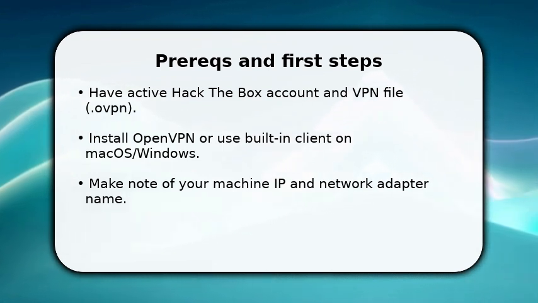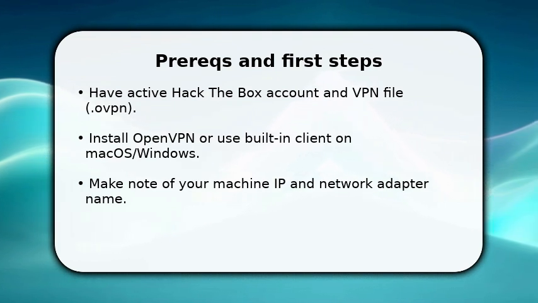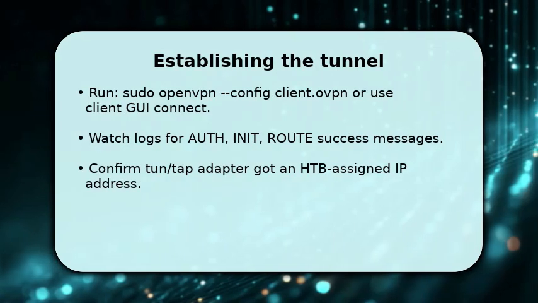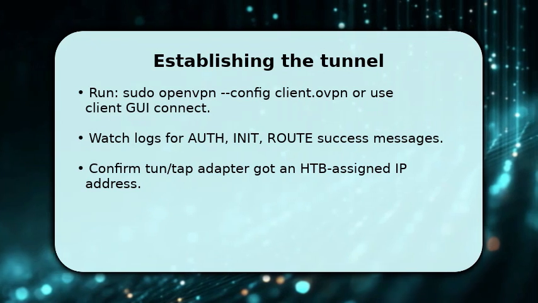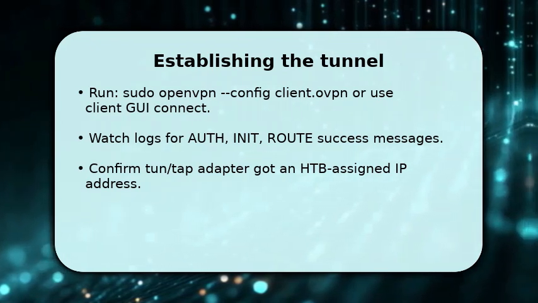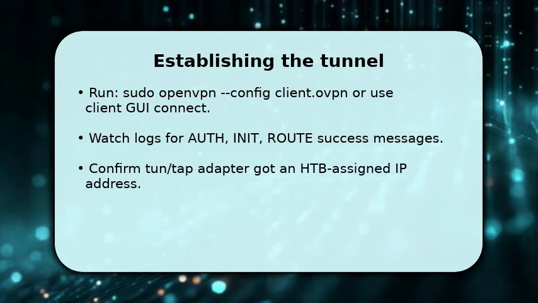Now execute the client command to import or connect the VPN file. This begins the secure tunnel to the HTB lab so you can reach isolated machines. After launching the connection, monitor the output for authorization and routing lines. These show you've authenticated and routes are pushed. Make sure you accept any certificate prompts and enter credentials exactly as provided.